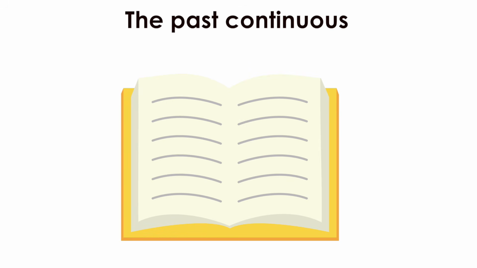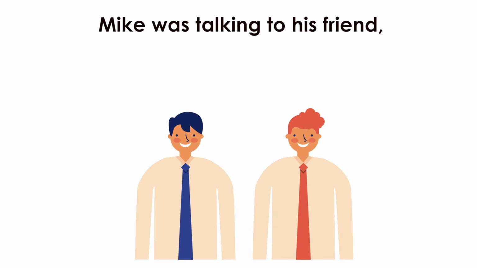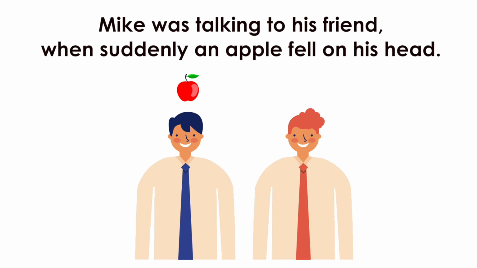The past continuous is usually used at the beginning of a story. For example, Mike was talking to his friend when suddenly an apple fell on his head.